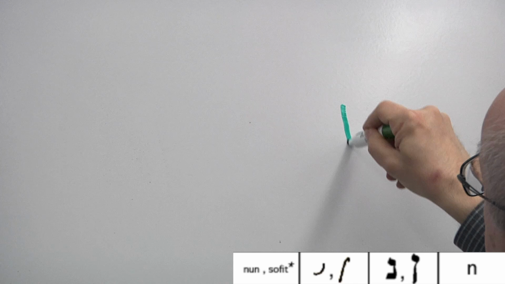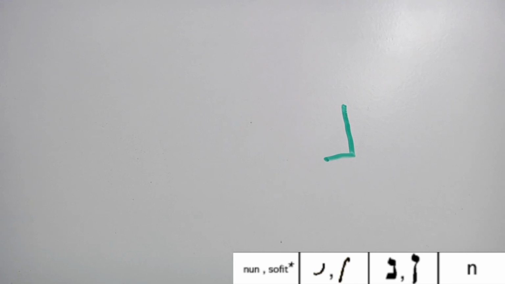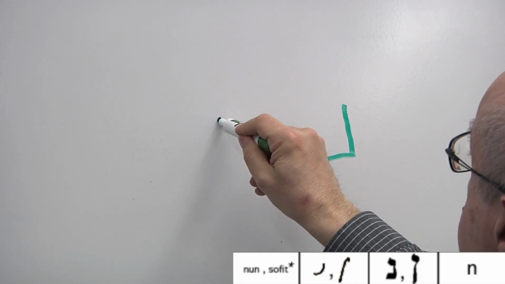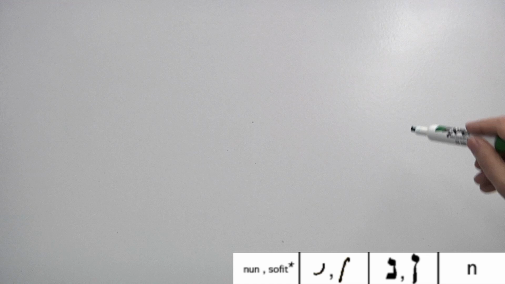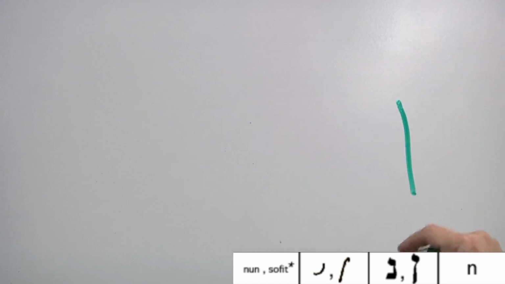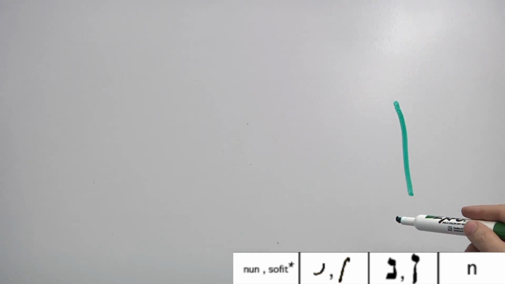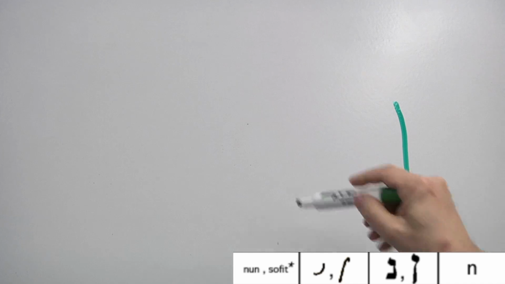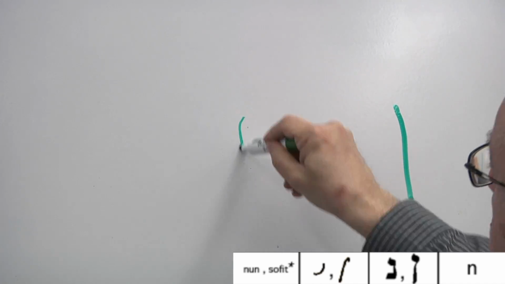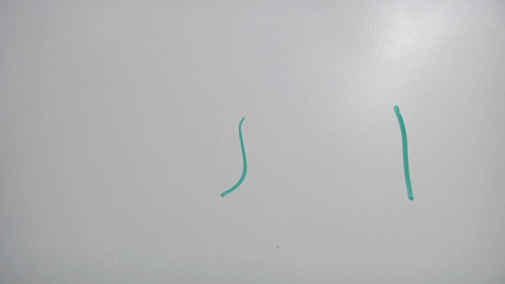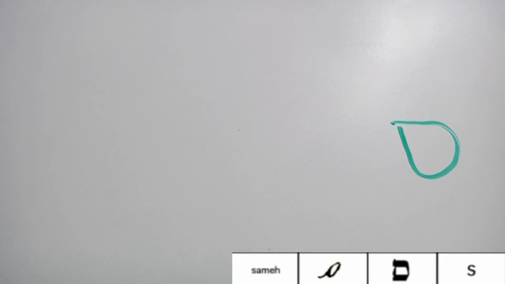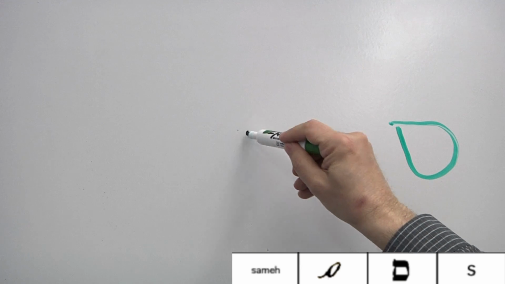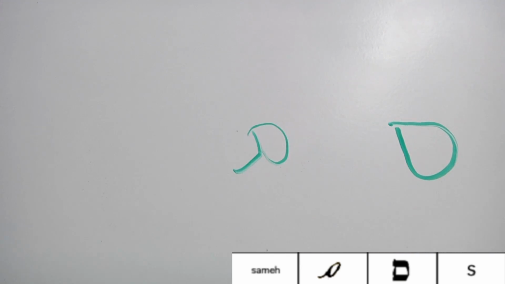The initial and medial Nun is this, and in Soletreo, it's written this way. There's also a final Nun, obviously occurring at the end of words, which is in both square and Soletreo. This is the square form, and in the Soletreo, it's a little more curved toward the end. The next letter is Samekh, which in square is written this way, and in Soletreo, this way.